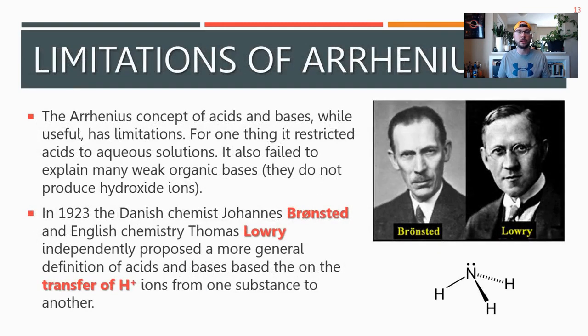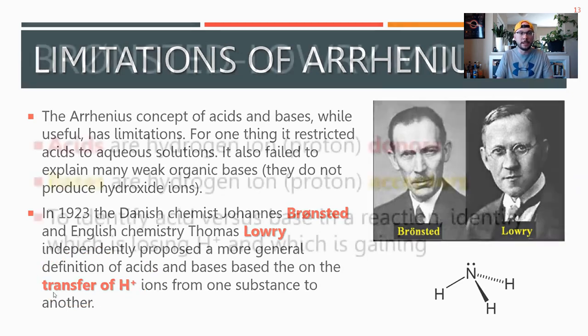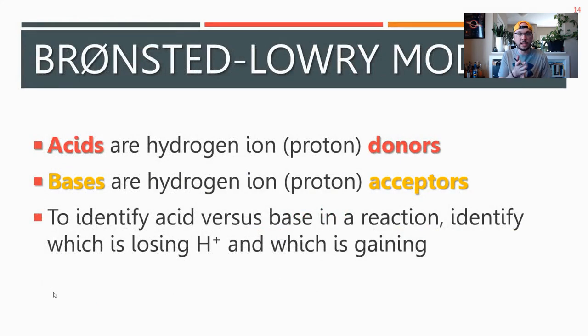But the problem with the Arrhenius definition is that it limits acids and bases to be in the aqueous state, and we know some of them aren't. Some can be in the gaseous state, and it also fails to explain many weak organic bases. So two scientists at the same time in the same year, 1923, came up with a more robust definition of acids and bases. They talked about the transfer of hydrogen as being more important to this process. Now, they said that acids are hydrogen donors, while bases are hydrogen acceptors.